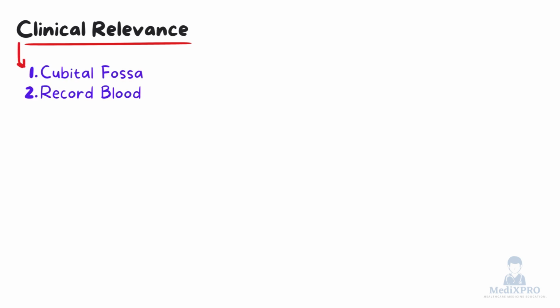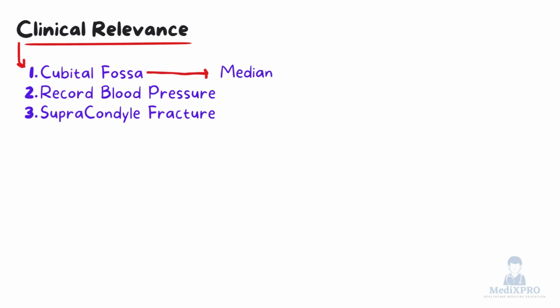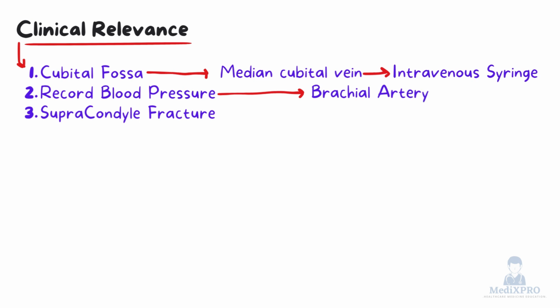So, like we already discussed, you know already that here there is a median cubital vein present. Now, this is the same vein where we give intravenous injections. Apart from that, in the front of the cubital fossa, the brachial artery is present. Now, remember that whenever we want to check blood pressure or BP, universally it is checked by our brachial artery, which is present in front of the cubital fossa. Now, the cubital fossa is useful while dealing with fractures around the elbow.